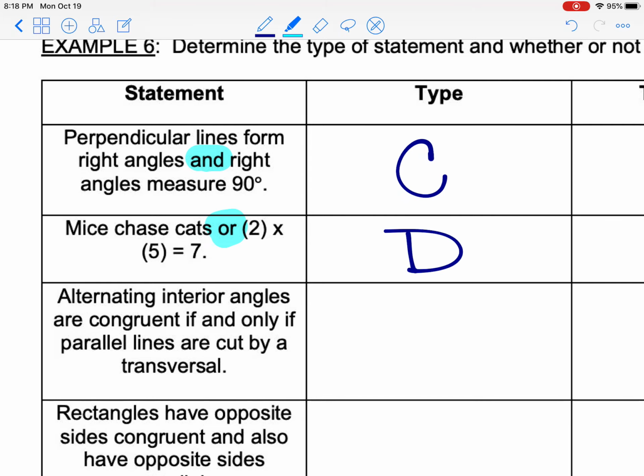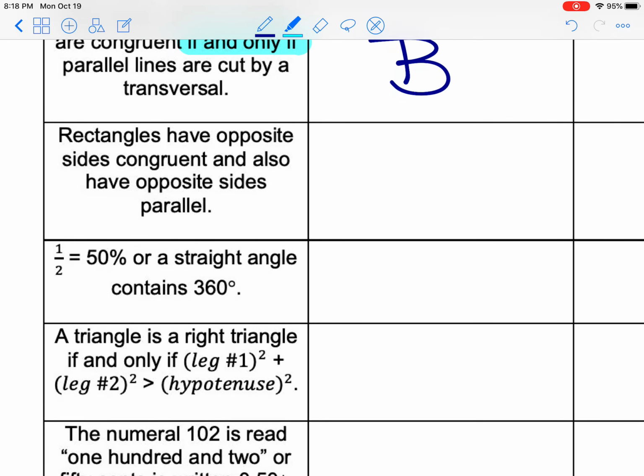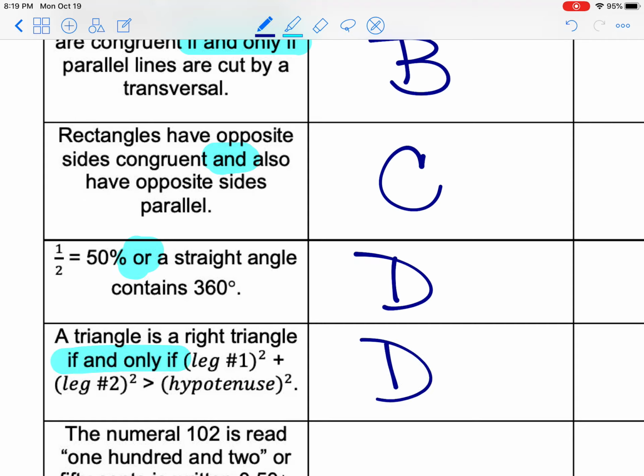Okay, next one, alternating interior angles are congruent if and only if parallel lines are cut by a transversal. That is a biconditional. We see if and only if. Rectangles have opposite sides congruent and also have opposite sides parallel. That is a conjunction with and. 1/2 equals 50%, or a straight angle contains 360 degrees. That is a disjunction. A triangle is a right triangle if and only if leg 1 squared plus leg 2 squared is greater than the hypotenuse squared. That's a biconditional.